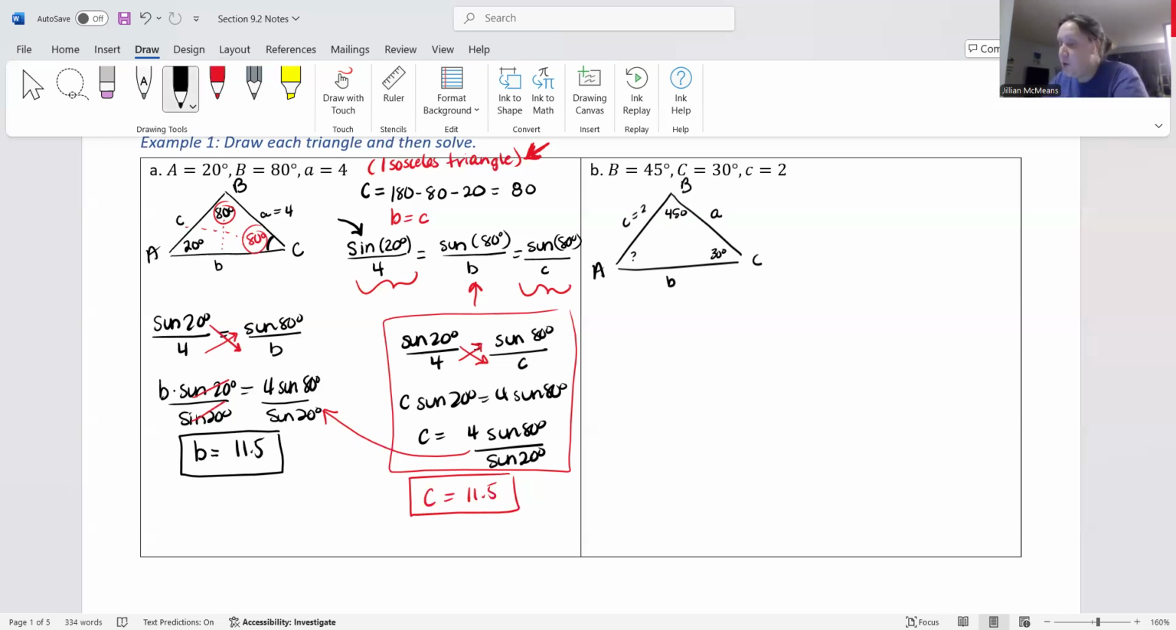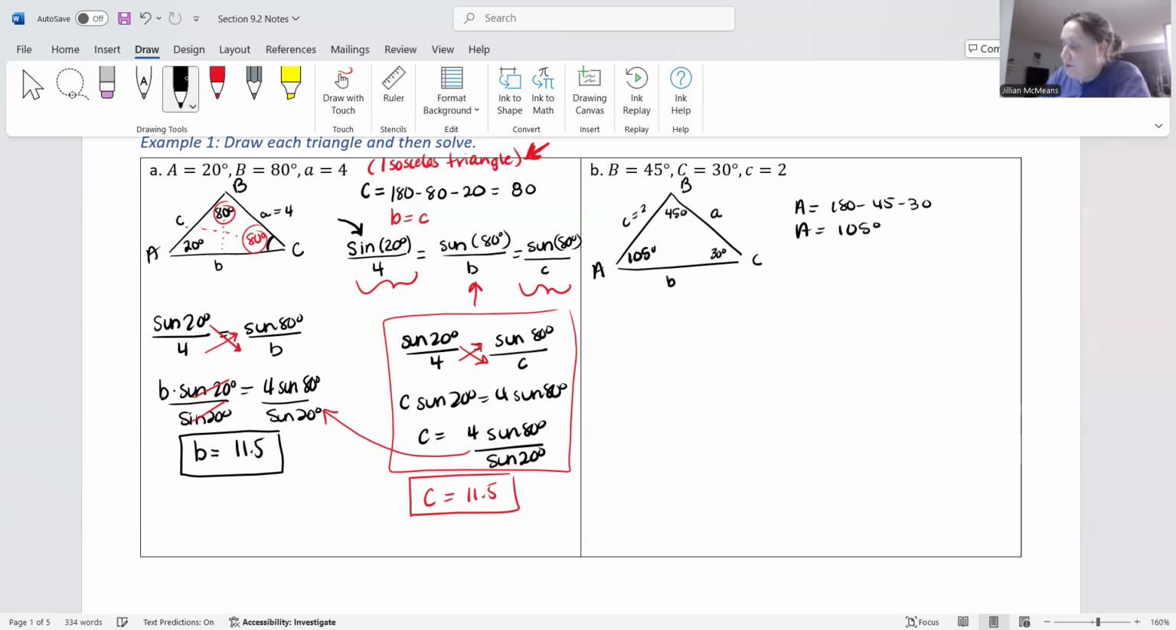Now let's see, we know 2 angles, so we can easily find the third angle. So angle A is going to be 180 degrees minus 45 minus 30. So that's going to be 180 minus 75. So A is going to be 105 degrees. And like right off the bat, you can tell this is certainly not drawn to scale. This would be an obtuse triangle.